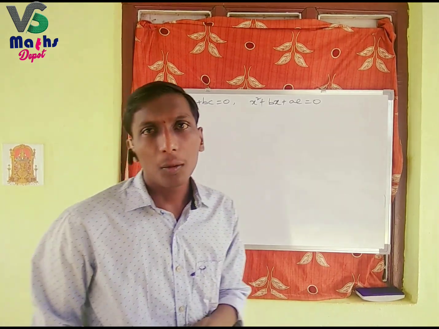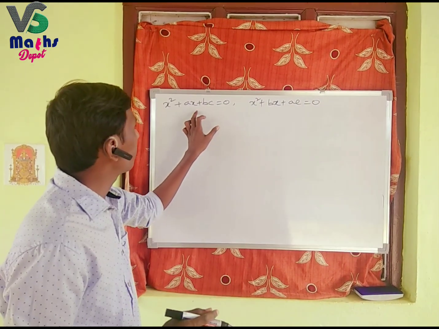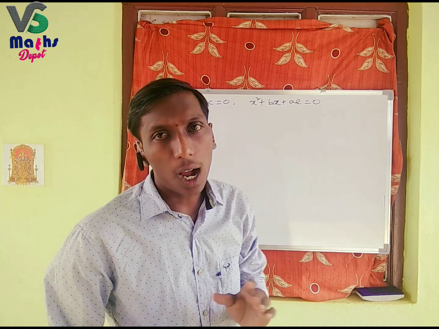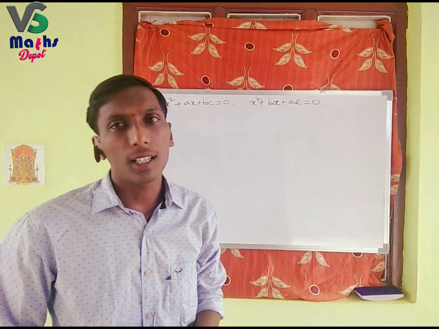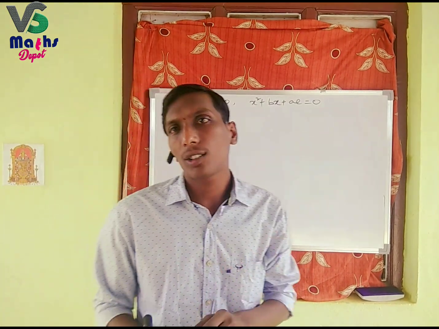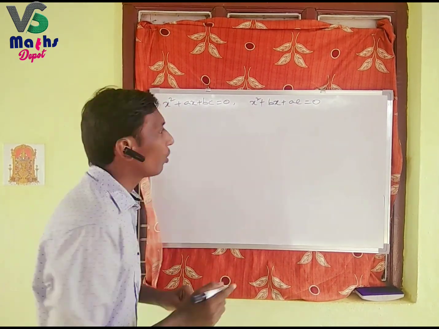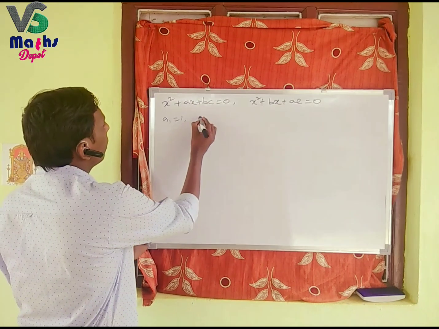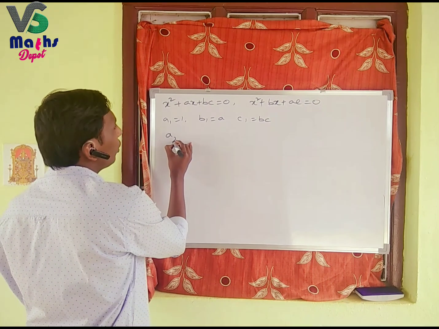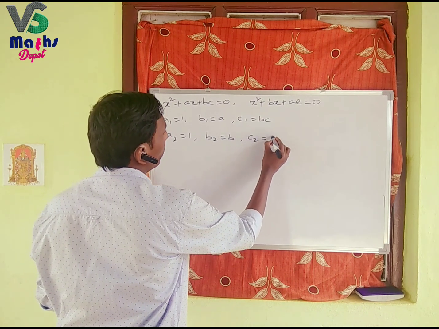Now let us discuss a problem on this. Suppose two quadratic equations are given to us, x² + ax + bc = 0 and x² + bx + ac = 0, having one common root. Then what is the condition? Comparing with a1x² + b1x + c1 = 0 and a2x² + b2x + c2 = 0, we get a1 = 1, b1 = a, c1 = bc, and a2 = 1, b2 = b, and c2 = ac.